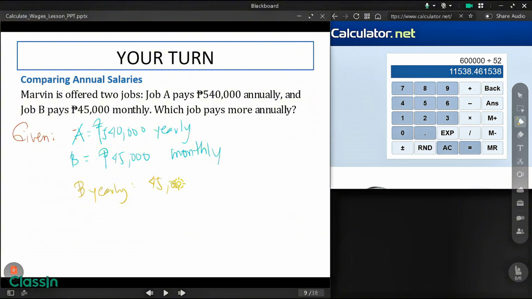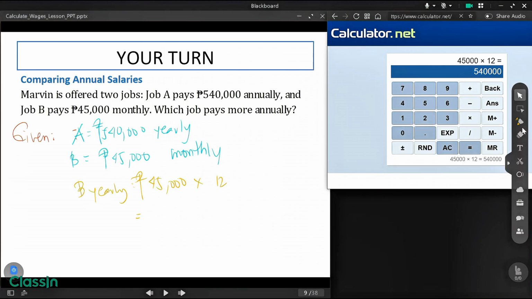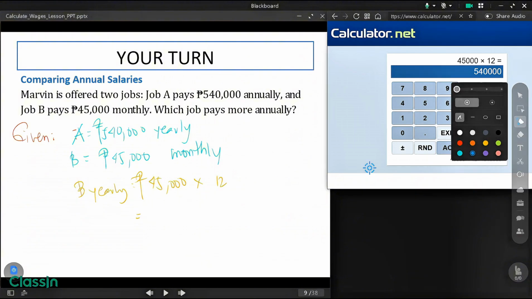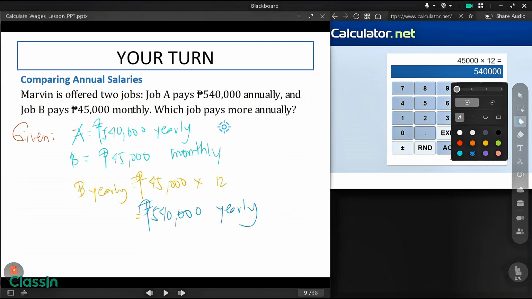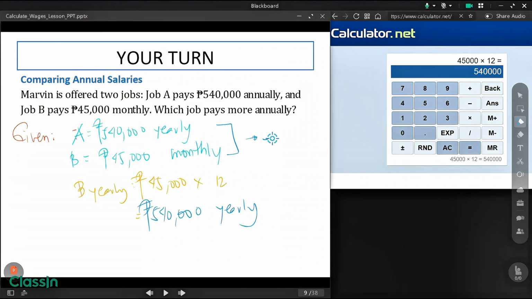So for B to be yearly, we have 45,000 times 12, and the answer is 540,000 pesos. So what does it mean? This is yearly. It means that job A and job B are equal.